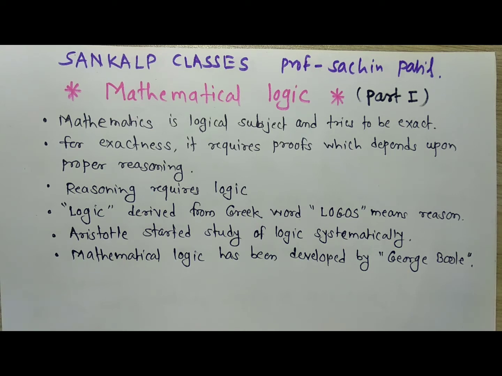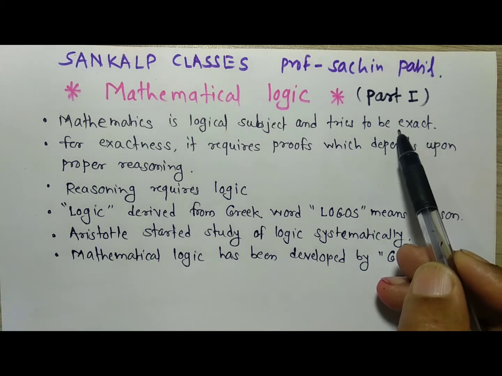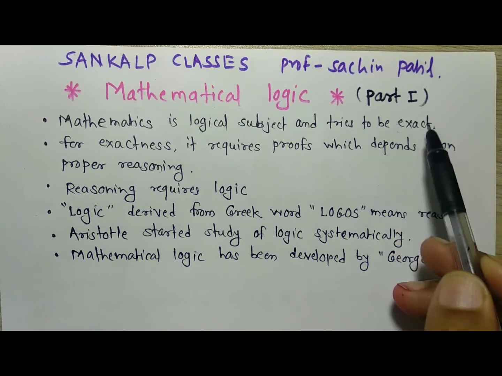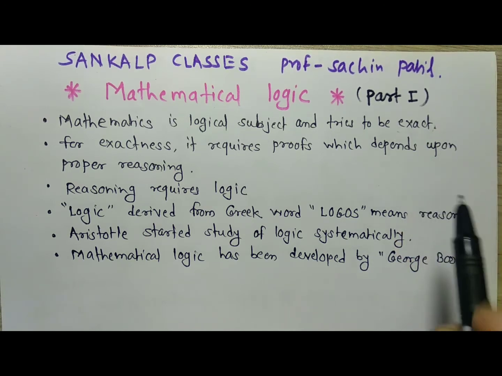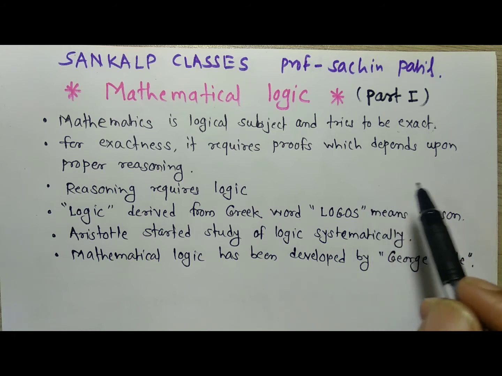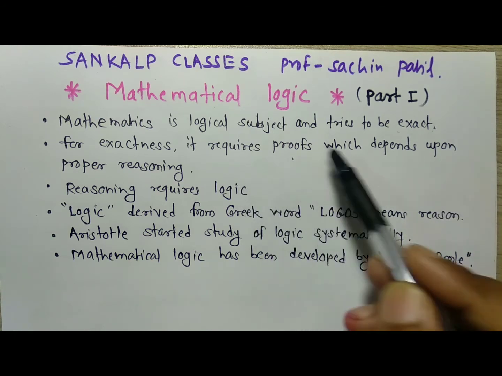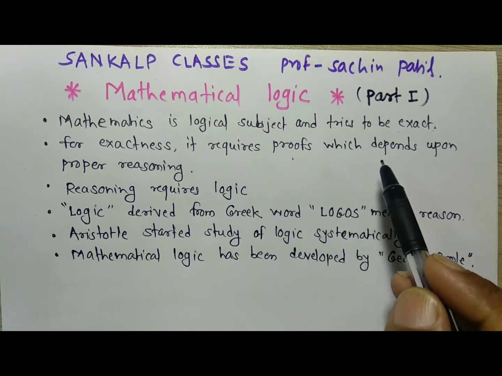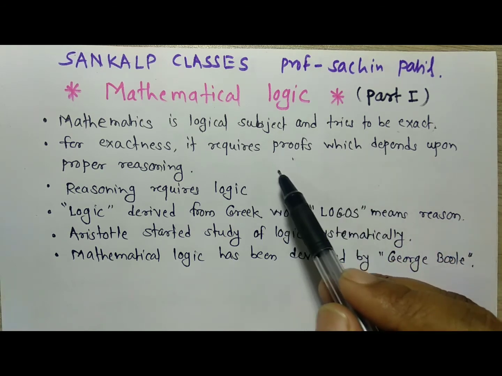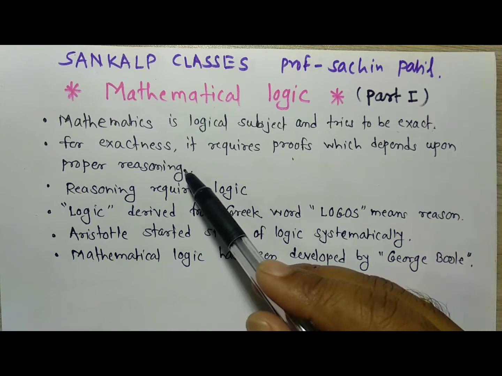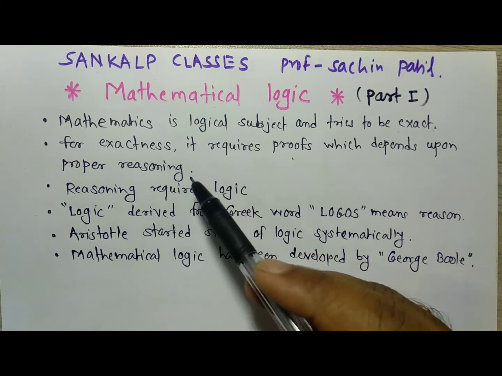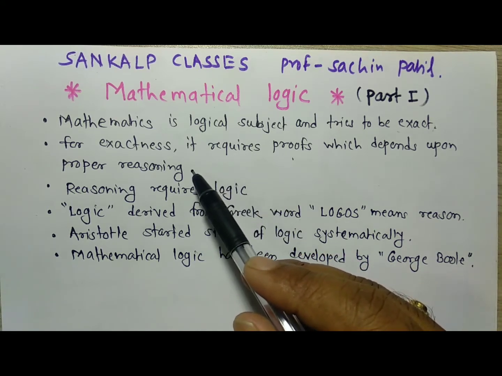Mathematical logic. First of all, what is mathematics? Mathematics is a logical subject and it tries to be exact. What is meant by exact? Exact is nothing but an exact quantity. That means it is a sharp quantity, it is not an approximation. And for exactness it requires proof. That means anything done inside mathematics requires proof and depends upon proper reasoning. That means, what is the reason behind that particular consideration?